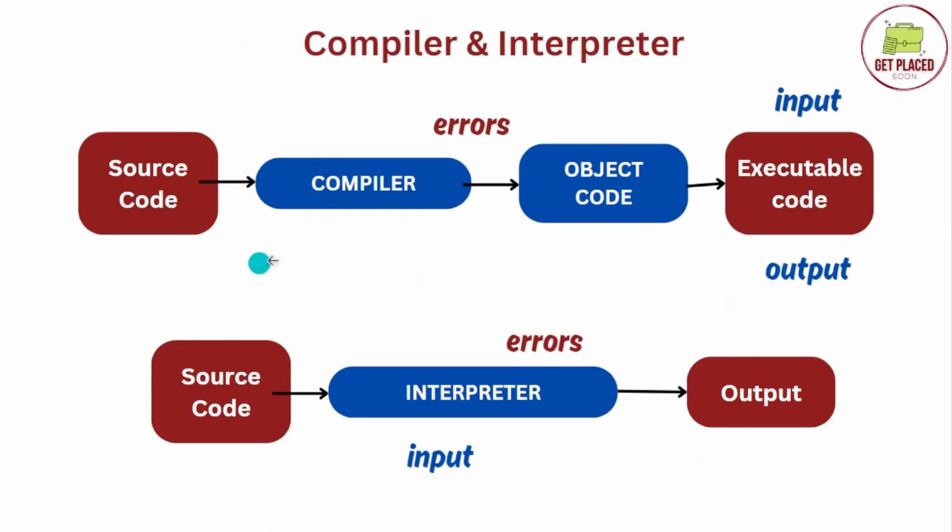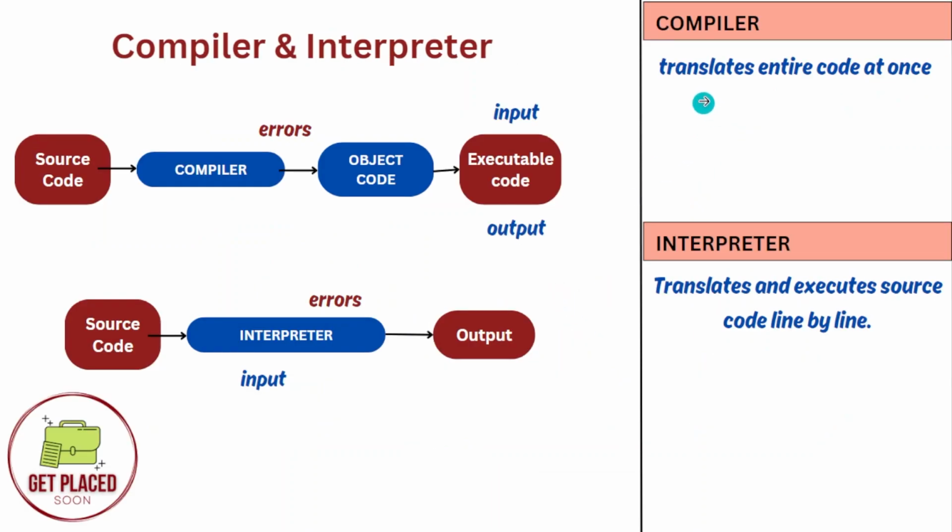Now that you have understood how compiler works and how interpreter works, let's again recall the differences. Now compiler translates the entire source code at once. It will take all the source code at once and then do the translation process. But what happens with interpreter? It will translate and execute line by line. First step translation, then execution, then go to next line. This is how it works.